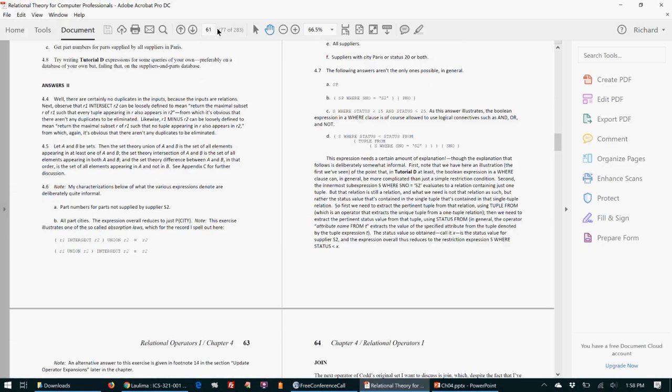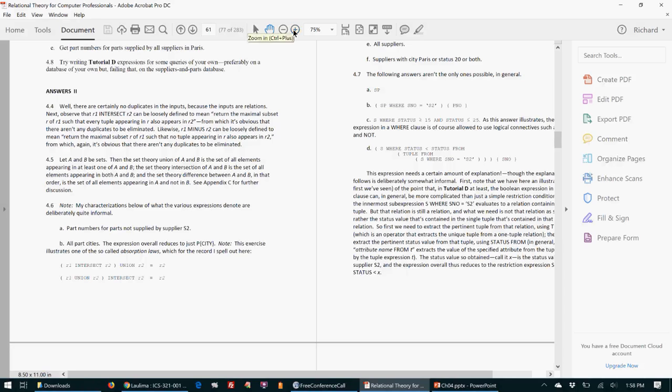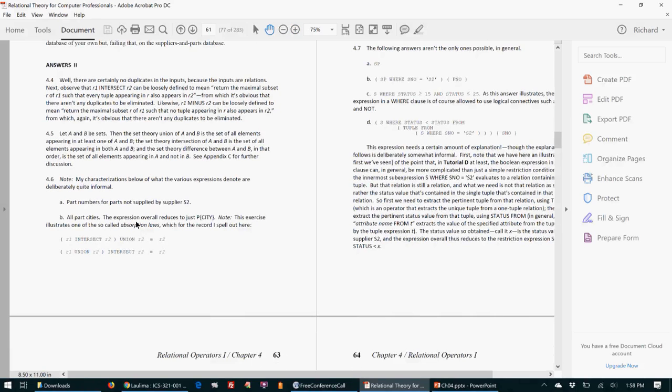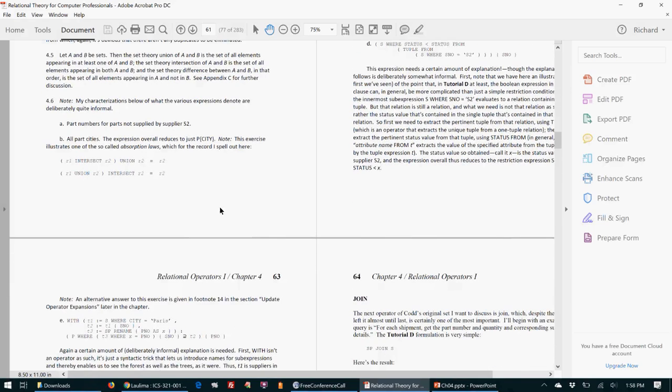So it says all parts cities. The expression overall reduces to just P of city. Yeah, of course it does. No, this exercise illustrates one of the so-called absorption laws, which for the record, I spell out here. Okay, so these are the absorption laws.